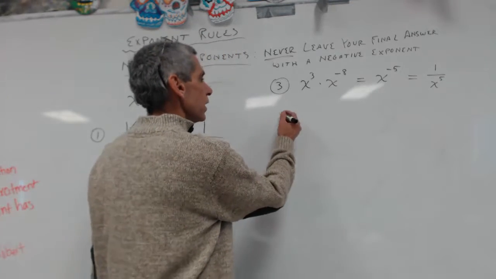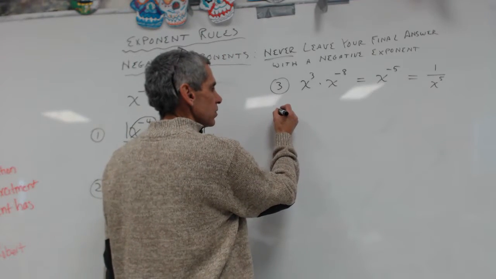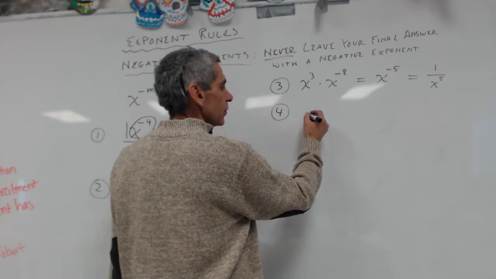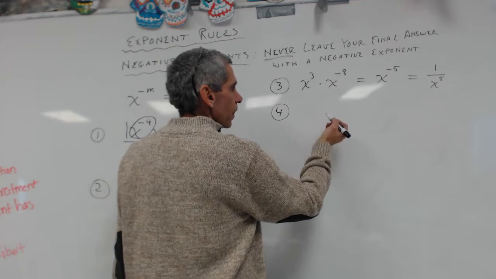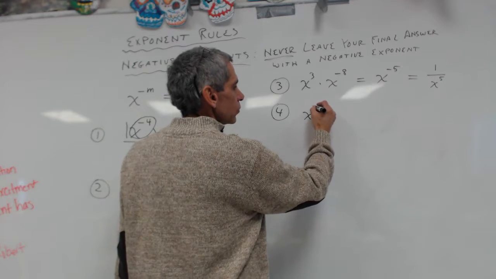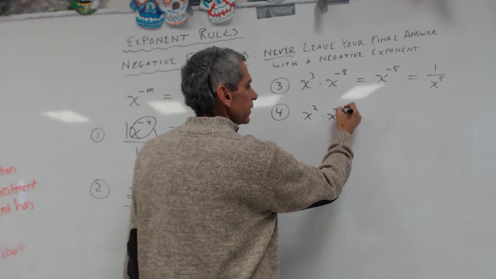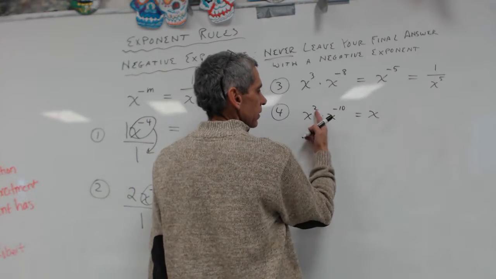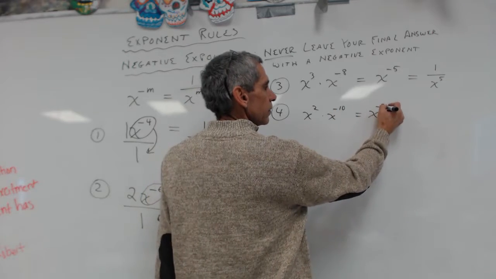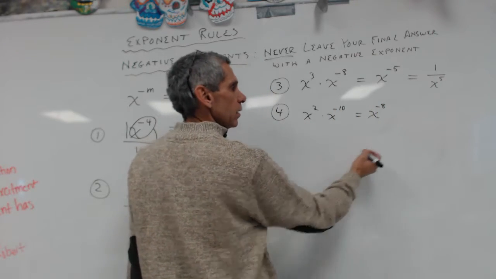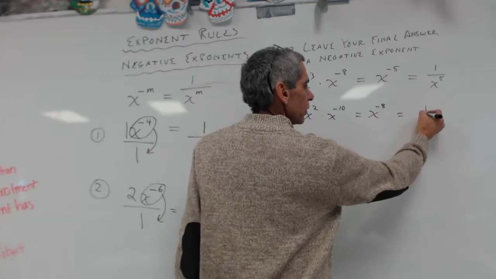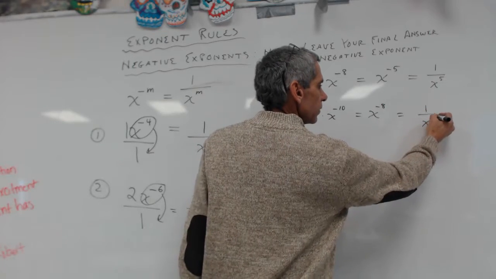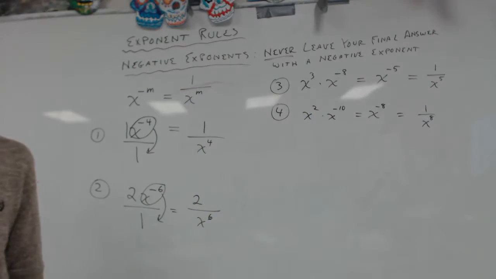Okay? So let's just do a few like that, so that we're good at them. How about x squared times x to the -10? That would be x to the -8, right? 2 minus 10 is -8, right? With me? So what's the final answer? 1 over x to the +8. You're starting to see it?